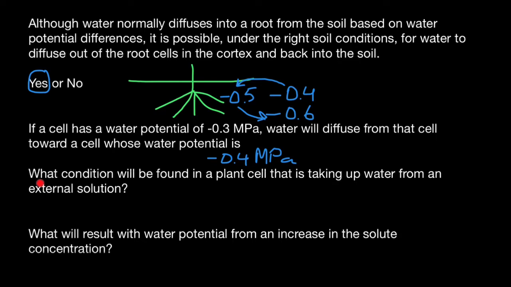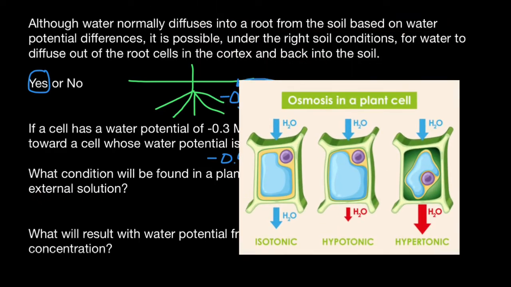And next question, what condition will be found in a plant cell that is taking up water from external solution? Take a look at this picture and what you see here. If we put a cell in an isotonic solution, nothing is going to happen. It's going to lose and also take up water at the same time. So it's going to be in balance.